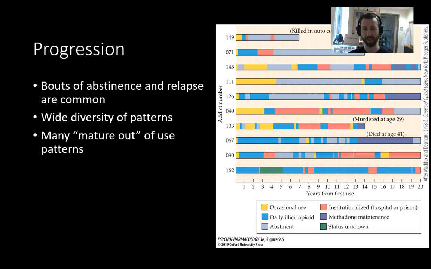You see up on the top, participant number 149. Participant number 71 goes through a period of heavy use, then is institutionalized, and then matures out at a certain age and stops use for the duration of the study.